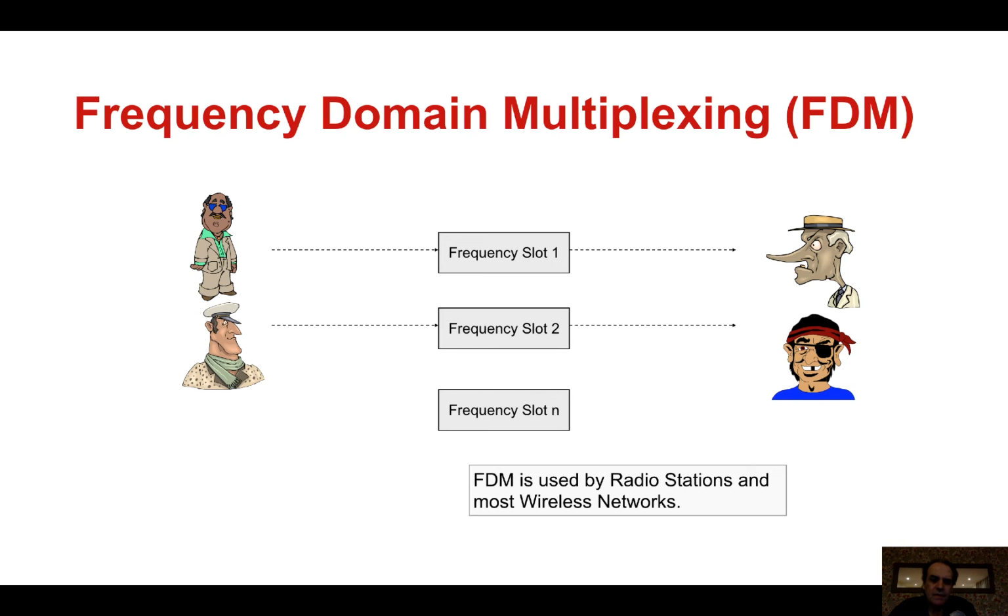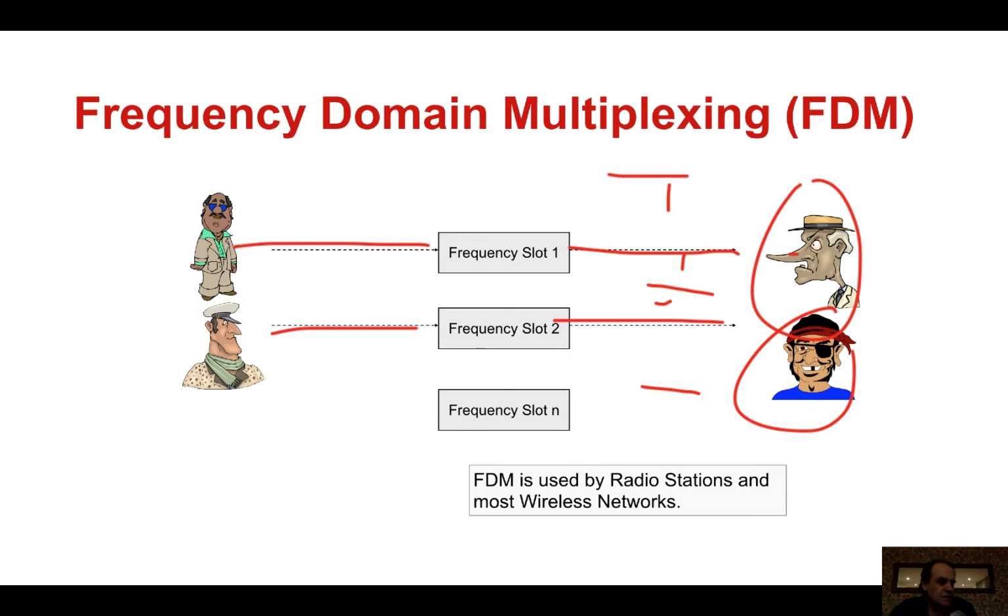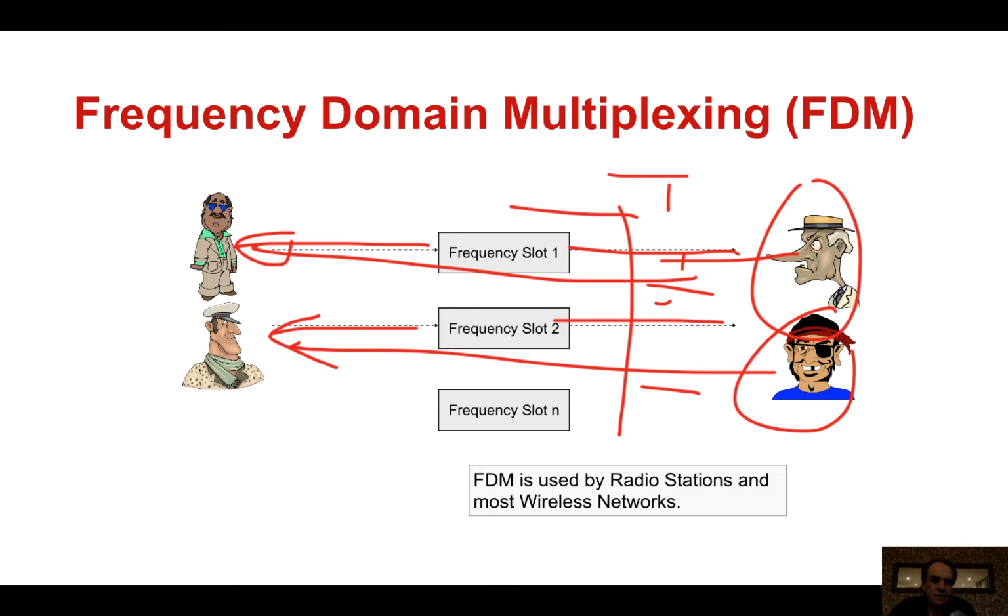The other method that we have is frequency division multiplexing. With this we use different frequency bands to transmit our signals, and then the receiver tunes into the frequency that we're actually transmitting on. So this allows us to transmit several channels at the same time.